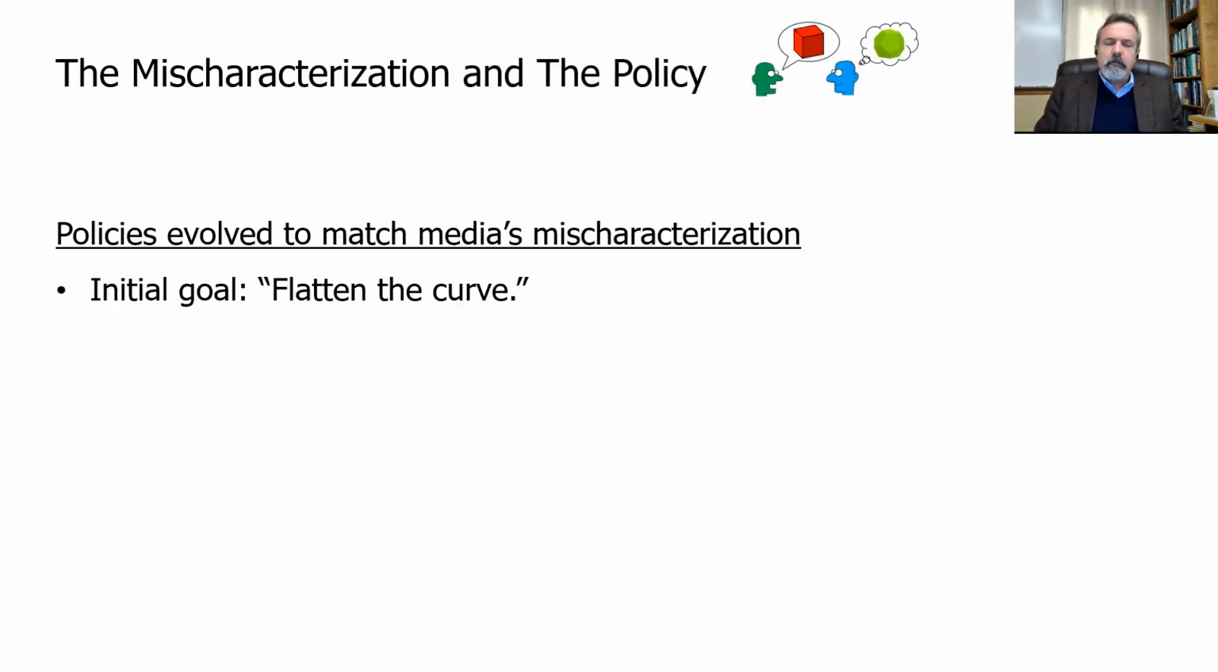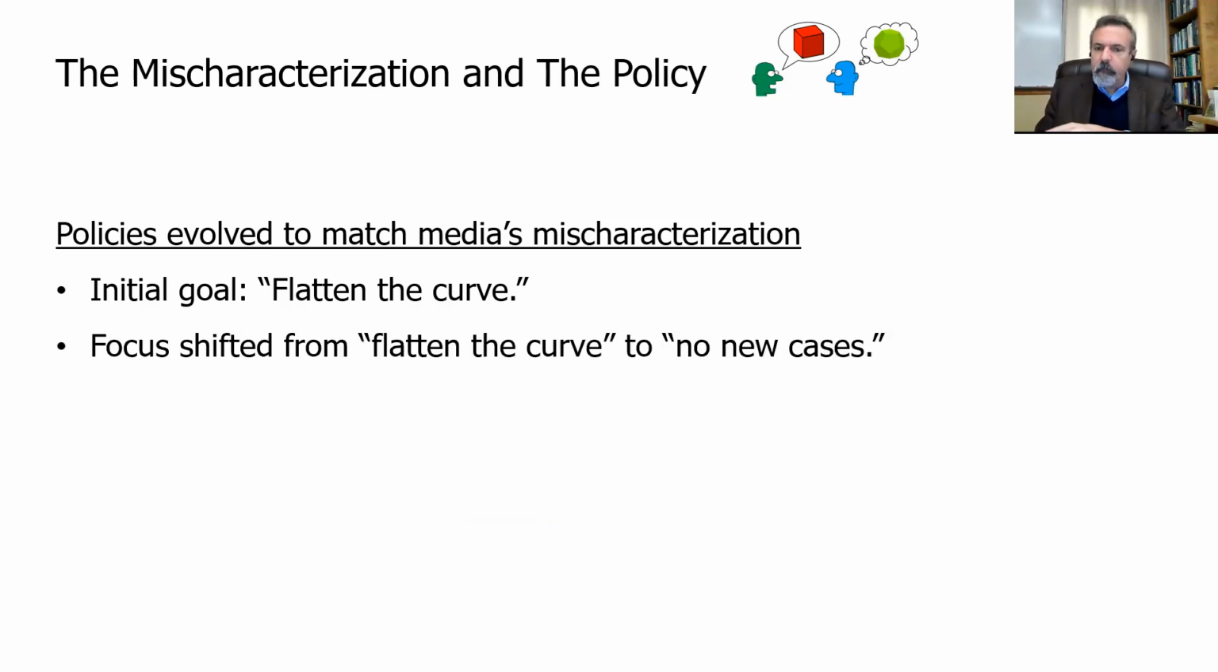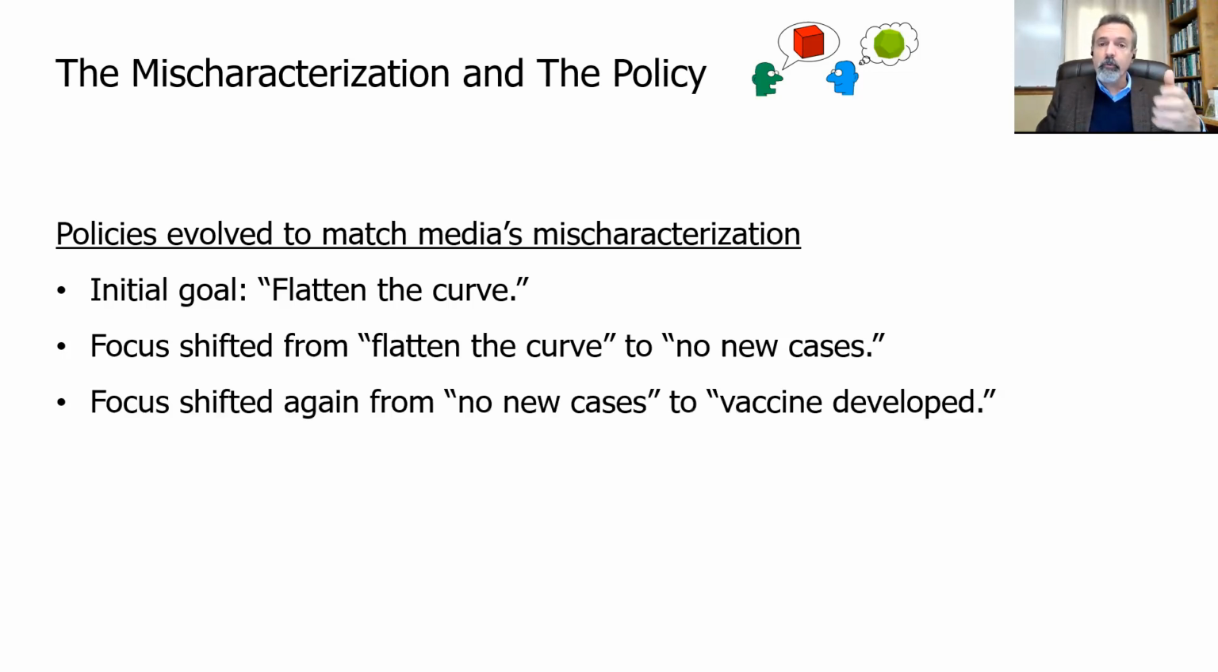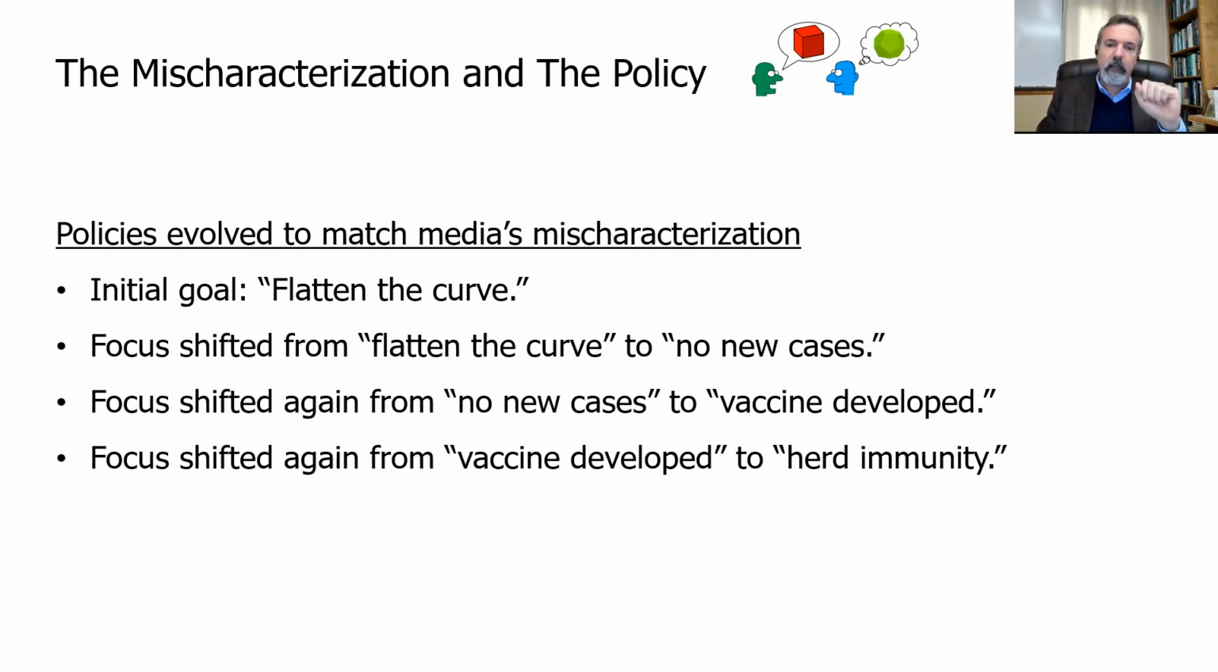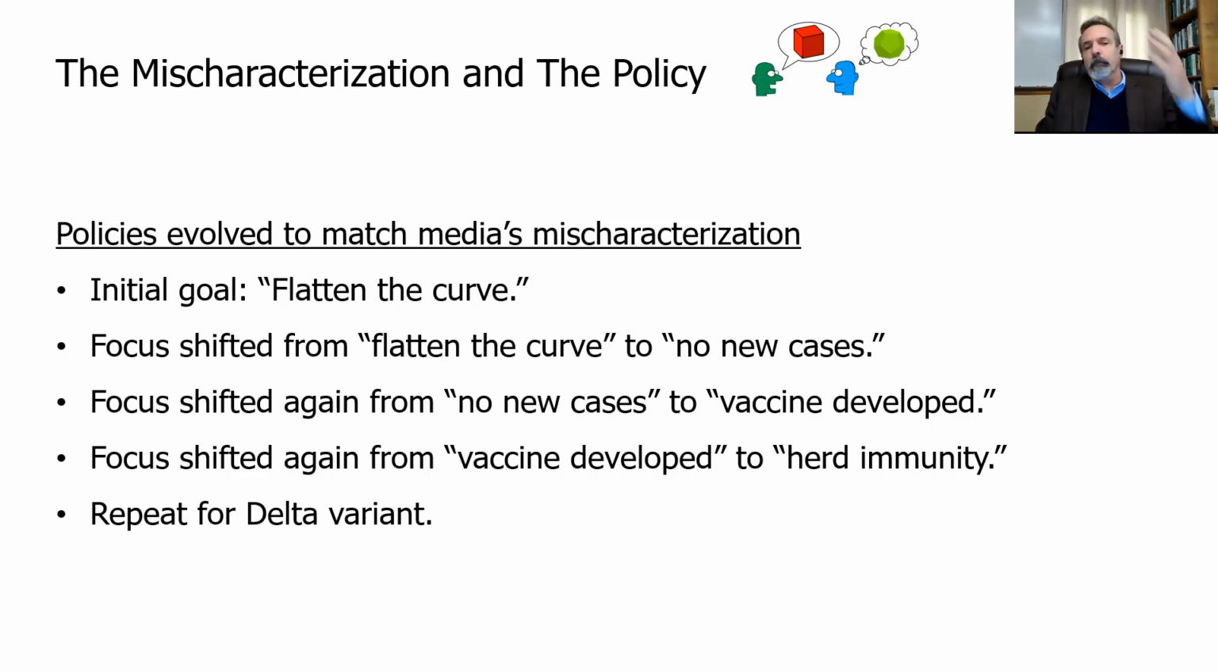So this mischaracterization influences our policy. Our initial goal was to flatten the curve, and then the politicians shifted from flatten the curve to no new cases. And if you look back in the media, you'll see politicians saying this, the same ones who said the lockdown is just for a couple of weeks to flatten the curve. After those few weeks go by, they say we're going to keep the lockdowns in place until there are no new cases. And then when we finally reached the point at which there were no new cases, they shifted again. And they said, well, we're going to keep the lockdowns in place until we have a vaccine. And then when we had a vaccine, they shifted again. And they said, well, we're going to keep the lockdown in place until we develop some herd immunity. And then finally we get the Delta variant. And so we get the repeat of the whole thing, right?